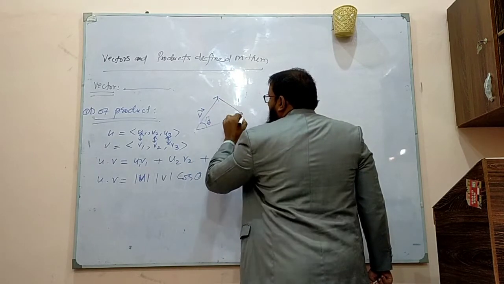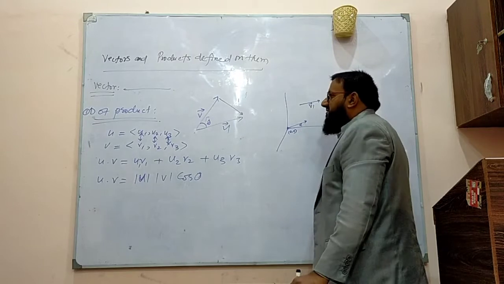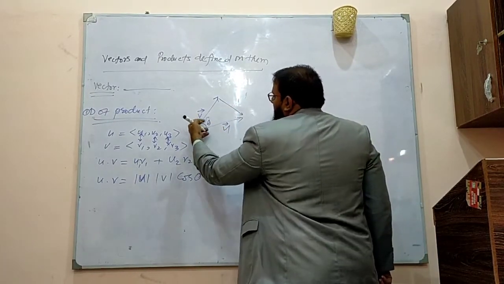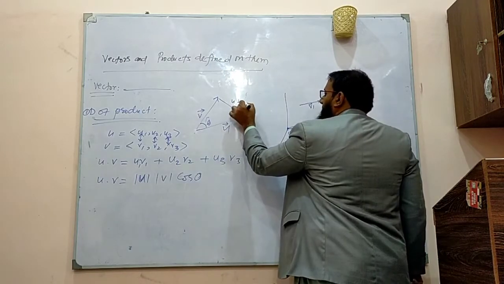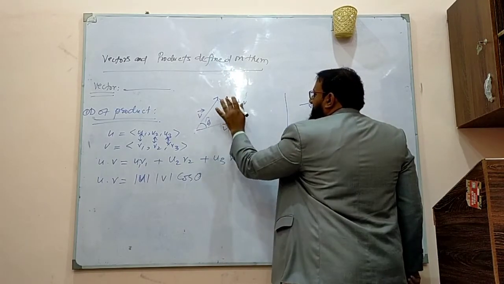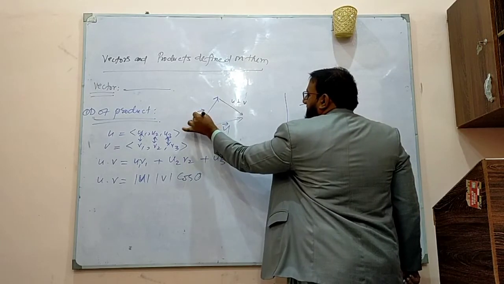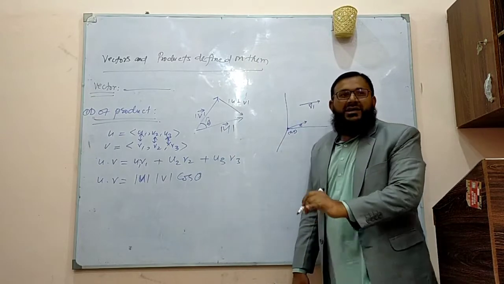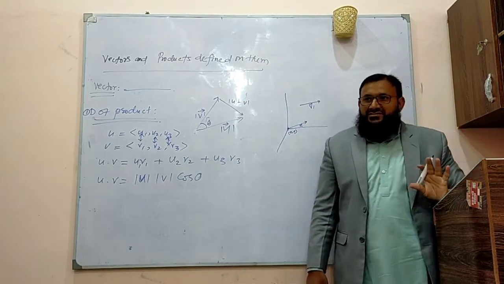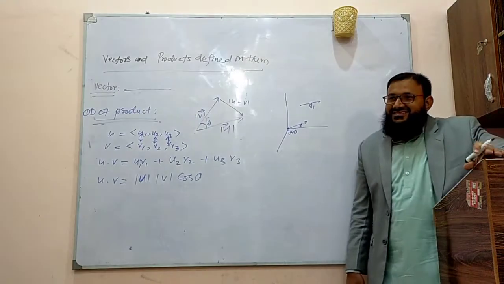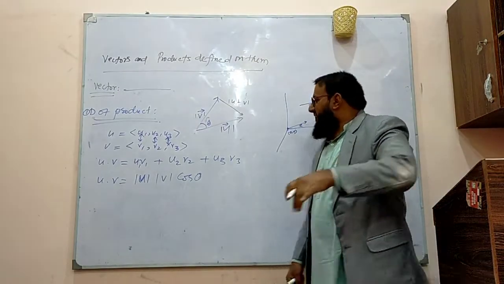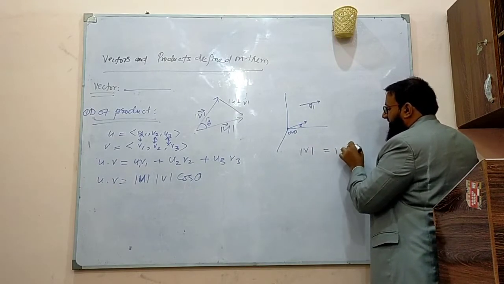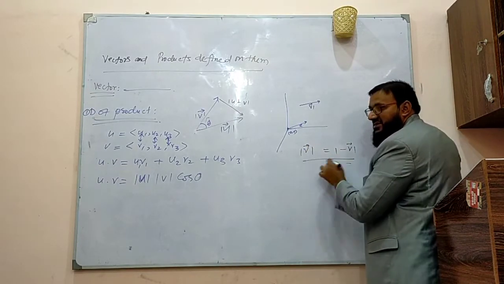What do you call this vector? Resultant, or what should be this out of these two? u minus v or v minus u? I am concerned about their length, not their direction. The length is the same. Length is always positive. If you take the length of a vector v and the length of a vector minus v, it will always be the same.